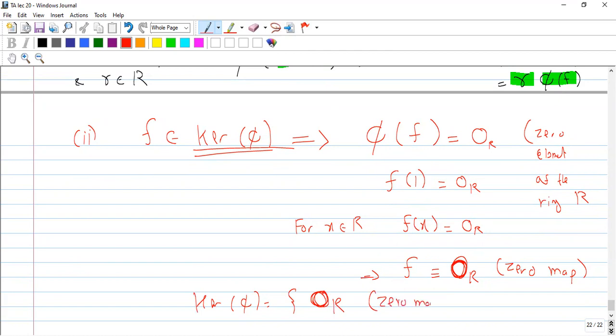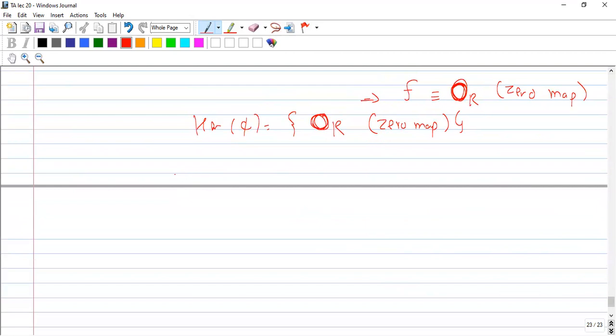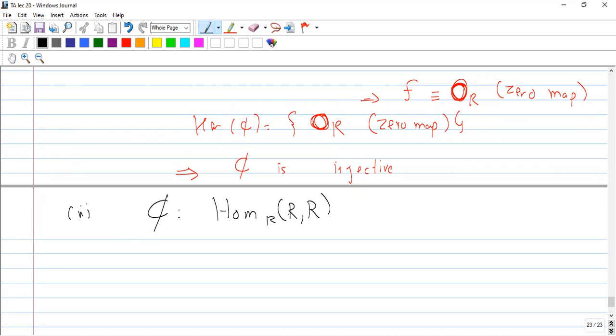Okay, this shows that we have shown that this phi is injective. Now for surjective, we will use the same approach, that now we need to show that this phi from Hom of R to R, this phi from Hom(R, R) to R is surjective.